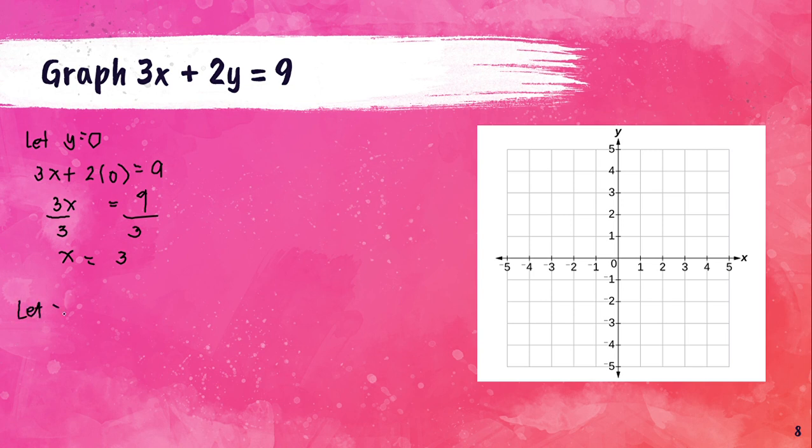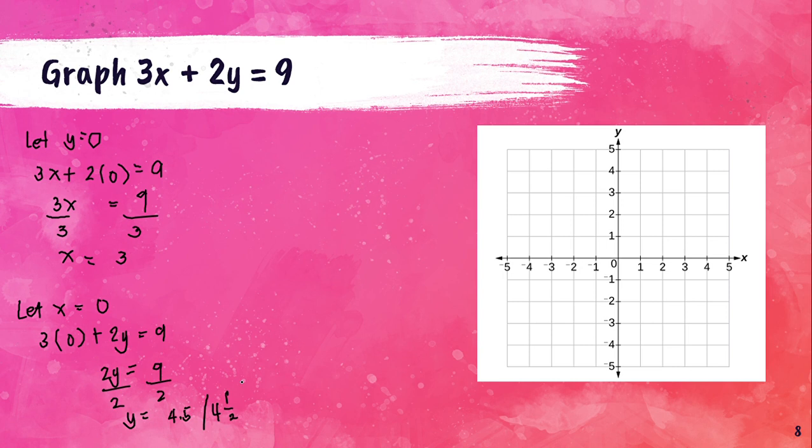So let x equal to 0. So we have 3 times 0 plus 2y is equal to 9. So we have 2y is equal to 9. So divide both sides by 2. So y is equal to 4.5.